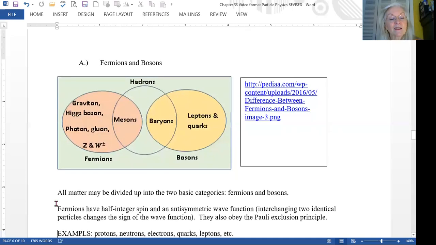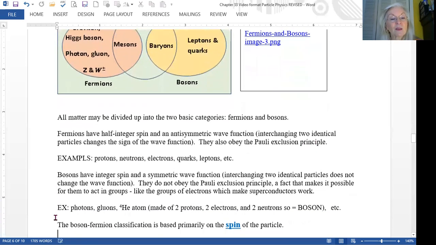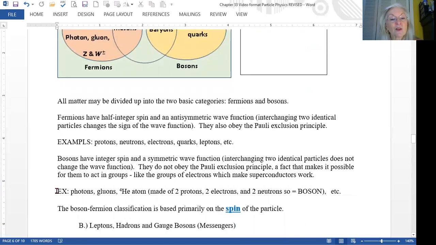Let's look at some of the classifications. Fermions have half integer spin. They have an asymmetric wave function, and they obey the Pauli exclusion principle. Some examples of things that fall into the classification of fermions are protons, neutrons, electrons, quarks, leptons, and so on. And then bosons have integer spin, and they have a symmetric wave function, and they do not obey the Pauli exclusion principle. Some examples of things that fall into the classification of bosons would be photons and gluons, the helium-4 atom, and so on.